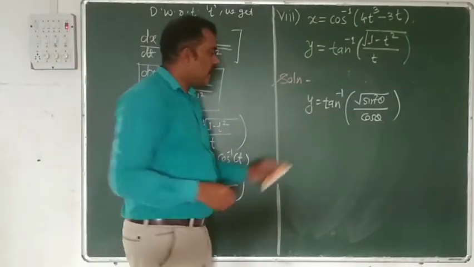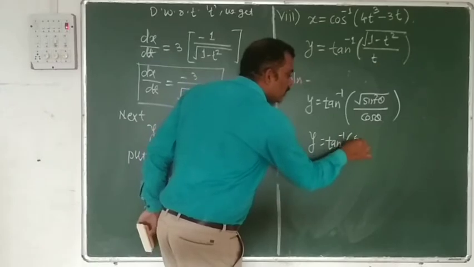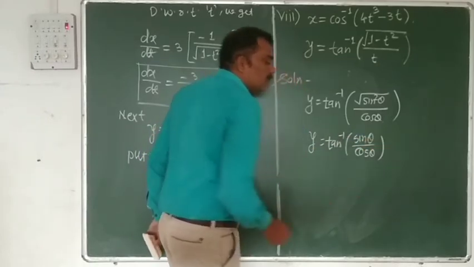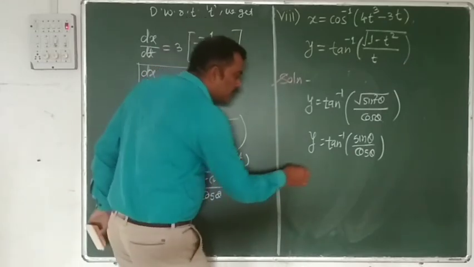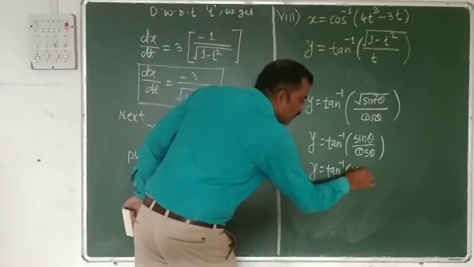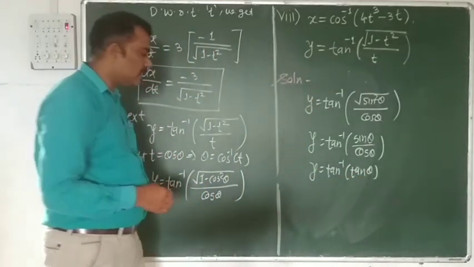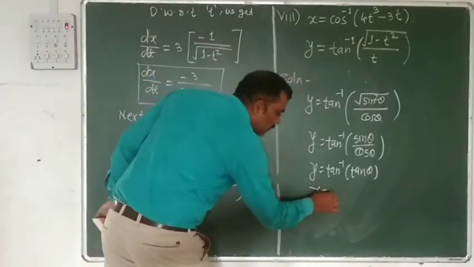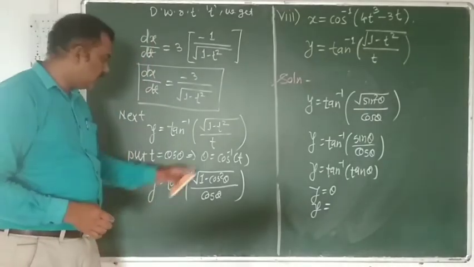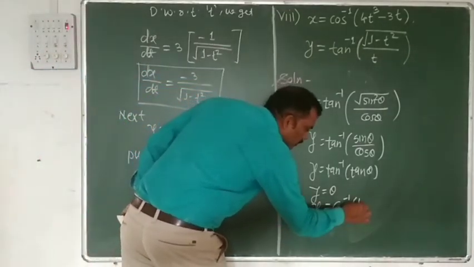Square and square root get cancelled, so we get y is equal to tan inverse of sin theta divided by cos theta. Sin theta upon cos theta is nothing but tan theta, so y is equal to tan inverse of tan theta. Using the formula, tan inverse of tan theta is nothing but theta. That is y is equal to theta. What is the value of theta? Theta is nothing but cos inverse of t. So y is equal to cos inverse of t.